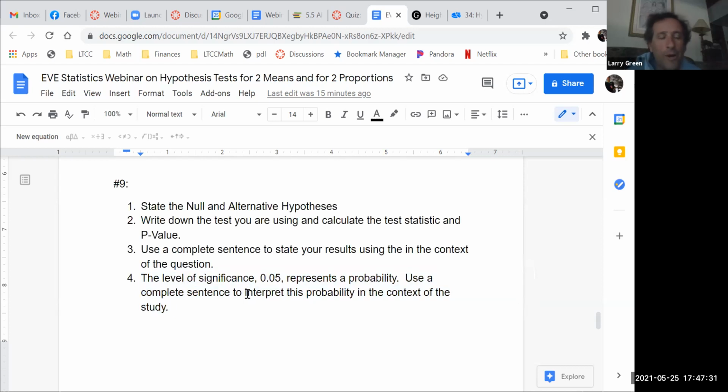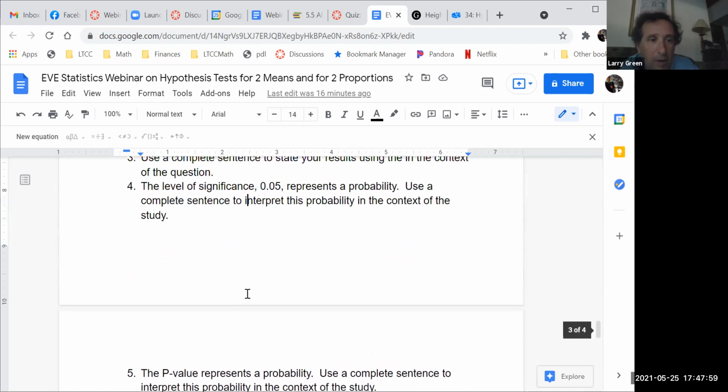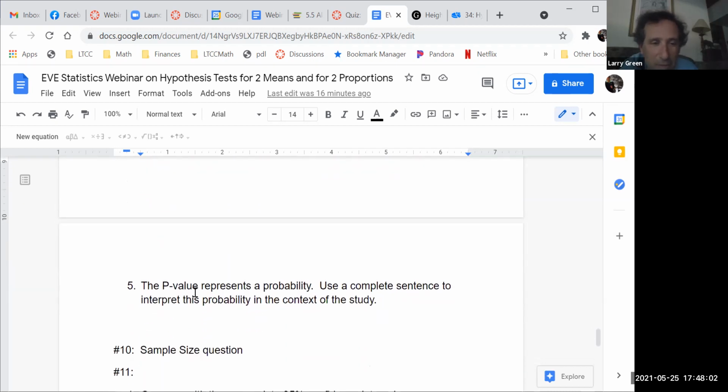What's the first word on number 4? See if you remember. It's been a little while. If. Okay. Again, put it in your note card so you get the first word right, and then it'll at least get you started. I want to get you started. Don't make a mistake on the first word, at least, because you can put that on a note card. Any questions on number 9? Okay. Sorry, there's a 5 also. And the p-value represents a probability. Use a complete sentence to interpret the probability in the context of the study. What's the first word on number 5?